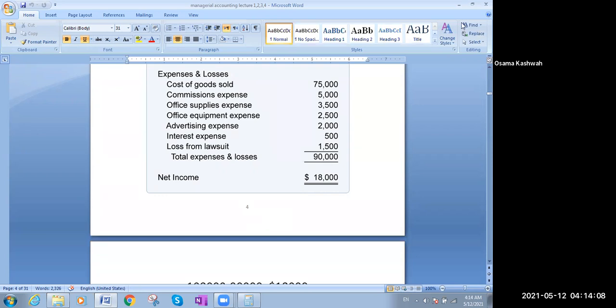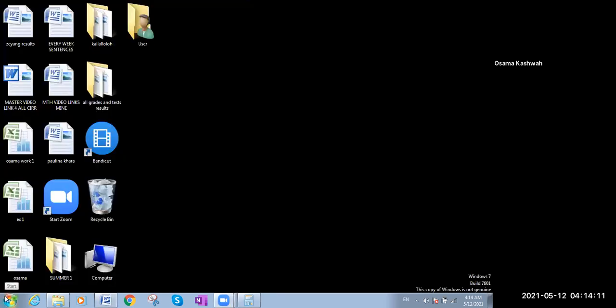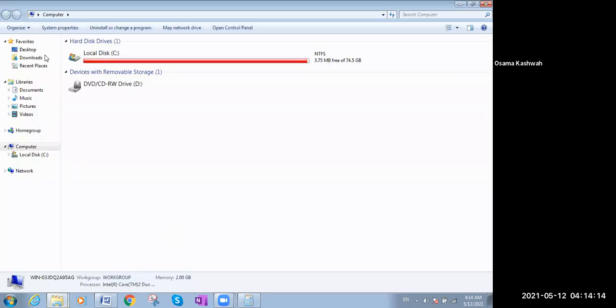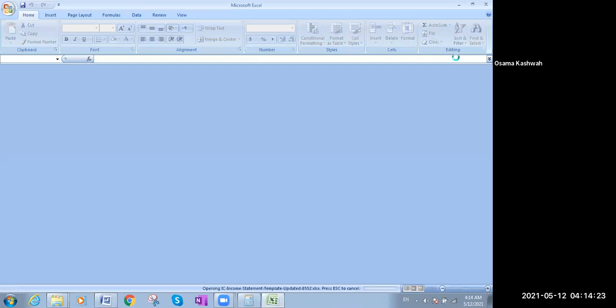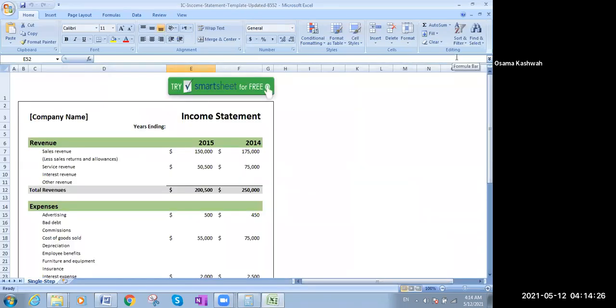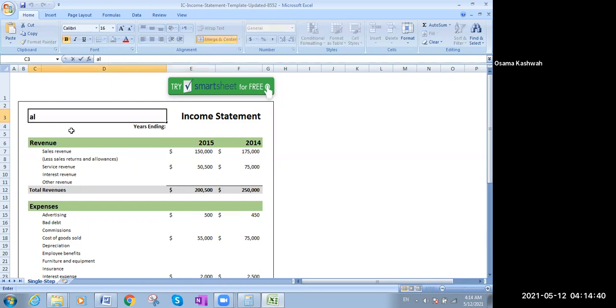Okay, now the time comes to apply this in Excel. How will we make use of Excel to work on the income statement? Here is an income statement, and we have a comparison between two years, 2019 and 2020. Like we said, you can write your company name here, for example, Alpha Company. And this is the income statement for the year ended in 2020. So this is what we write now.